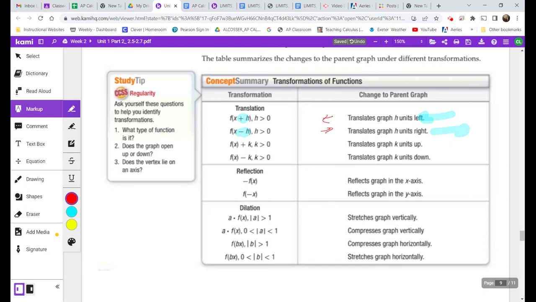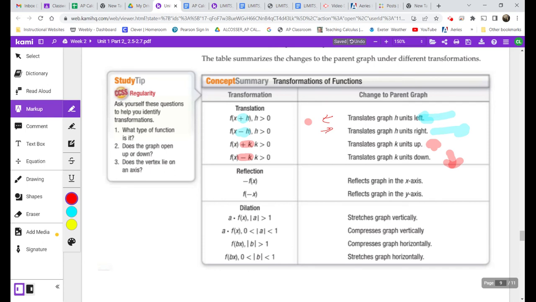If it is outside, like k is here, it moves up or down. So if k is positive, it moves up. If k is negative, it moves down. Notice the difference between the two. There's a difference between these. Okay? All right. Here's our number in front.